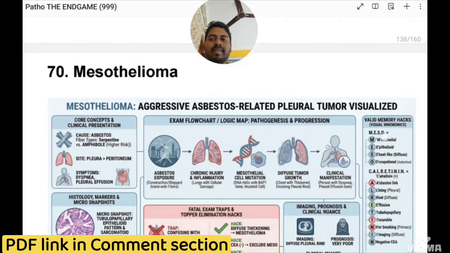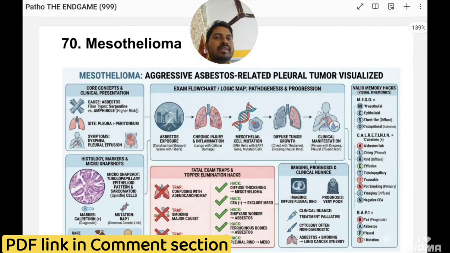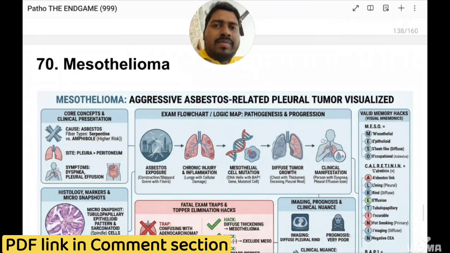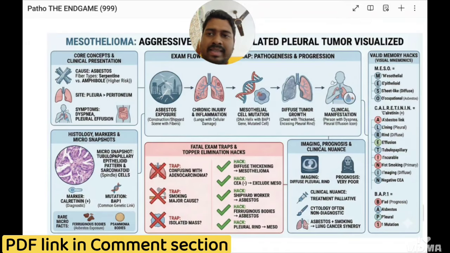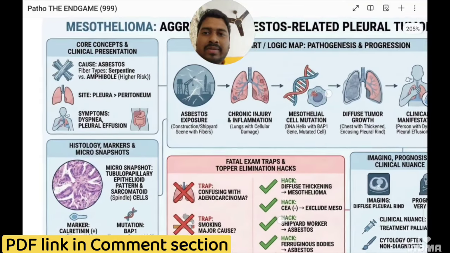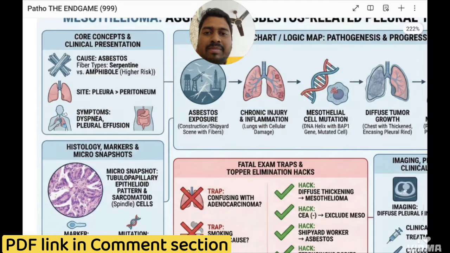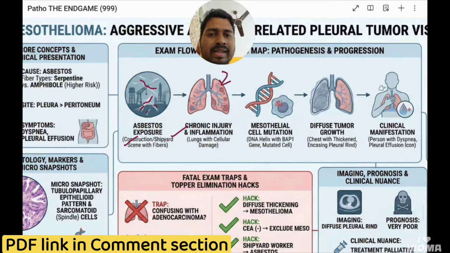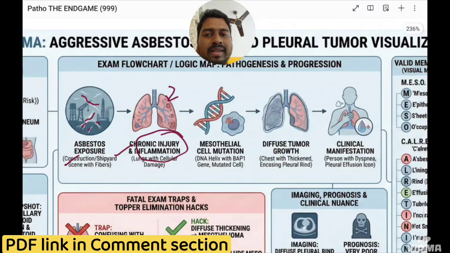Next, we'll go to mesothelioma. Mesothelioma is linked with asbestosis itself. So what are some extra things that you should know? One is asbestos, which we had not discussed. Asbestos exposure, you can see here, these are asbestos fibers, especially in construction or shipping yards. These fibers go into the lungs. They cause chronic injury and inflammation. After this, they cause mesothelioma.